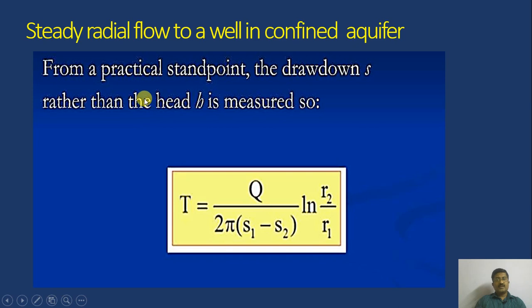From a practical standpoint, the drawdowns rather than the head H are measured, so T is equal to Q divided by 2 pi into S1 minus S2 times log natural R2 divided by R1.